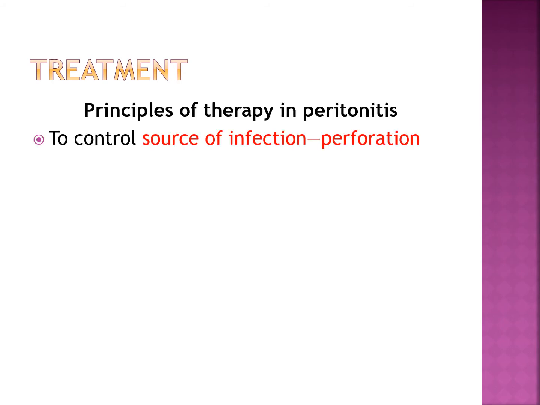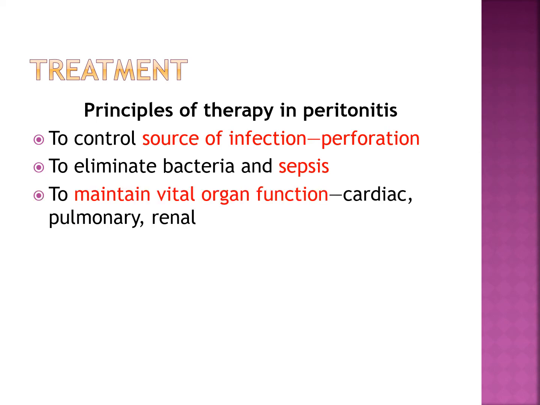The principles of treatment mainly depend on controlling the source of infection. This is the most important item in treatment. You have to remove the source of infection, or perforation or whatsoever is causing this acute peritonitis, and you have to remove the bacteria and the septic fluid which is present in the peritoneum. This is in line with maintaining vital organ functions, cardiac, pulmonary, and renal functions, especially in the ICU setting, with maintaining nutrition and metabolic support for these patients.